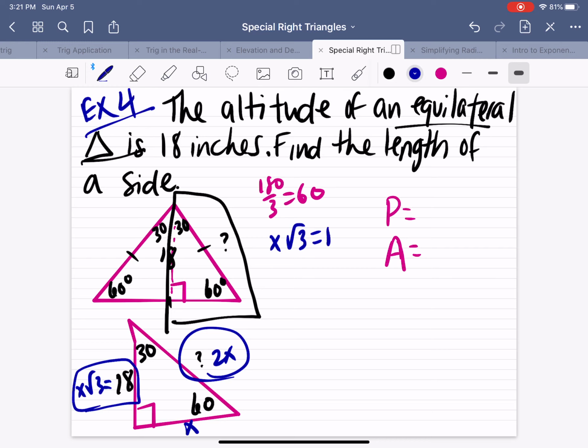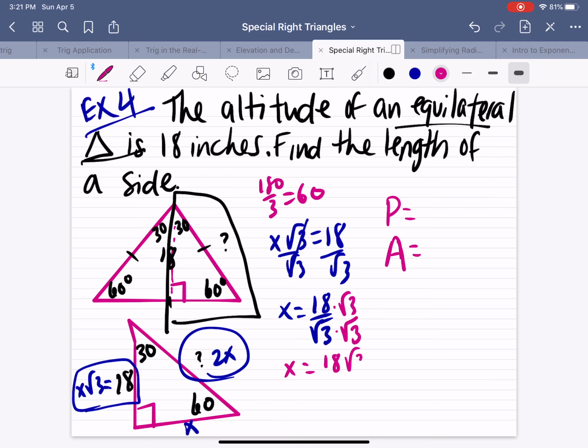So x root 3 equals 18. To solve for x, you divide both sides by the square root of 3. x equals 18 over root 3. And of course, you can't leave it like this. You have to rationalize, multiply both numerator and denominator by the square root of 3. You get 18 root 3 over 3. And if you reduce, you get 6 root 3.